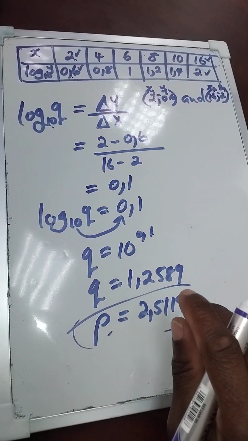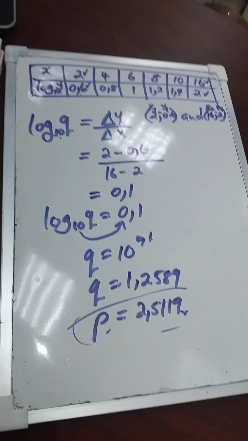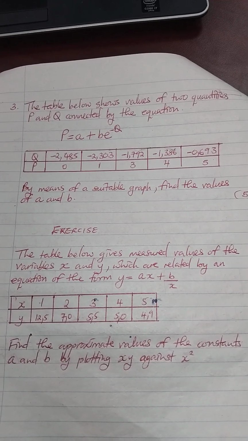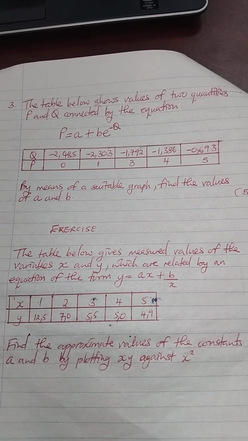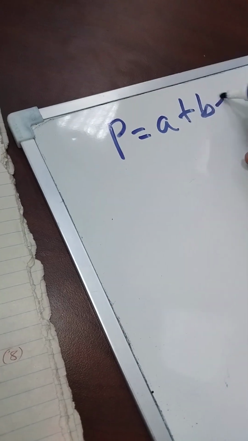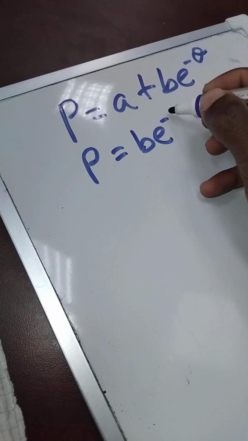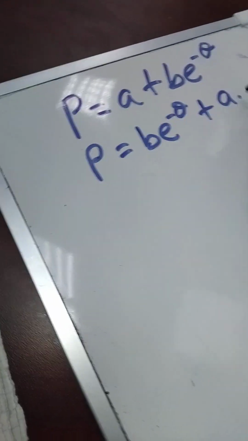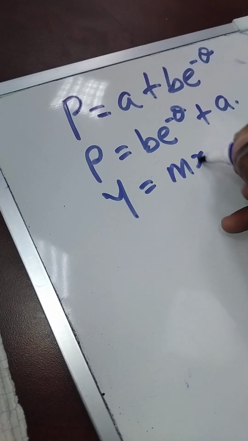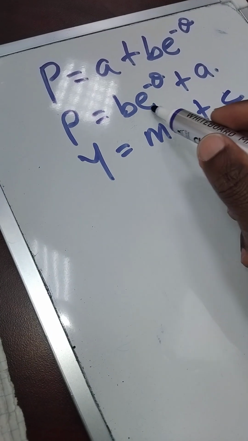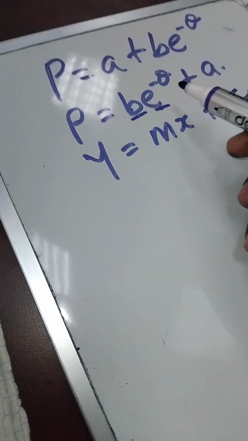Let's move on to question 3. The table below shows values of two quantities P and Q connected by the equation P is equal to A plus B e to the power negative theta. So rearrange: P is equal to B e to the power negative theta plus A. So Y is equal to MX plus C, because this is X, this is the gradient.